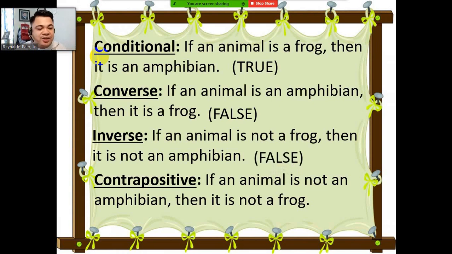In inverse, if an animal is not a frog, then it is not an amphibian. Again, there are a lot of species of amphibians, not only frog. That's why this is false. For contrapositive, if the conditional statement is true, therefore the contrapositive follows that it is also true. Okay?